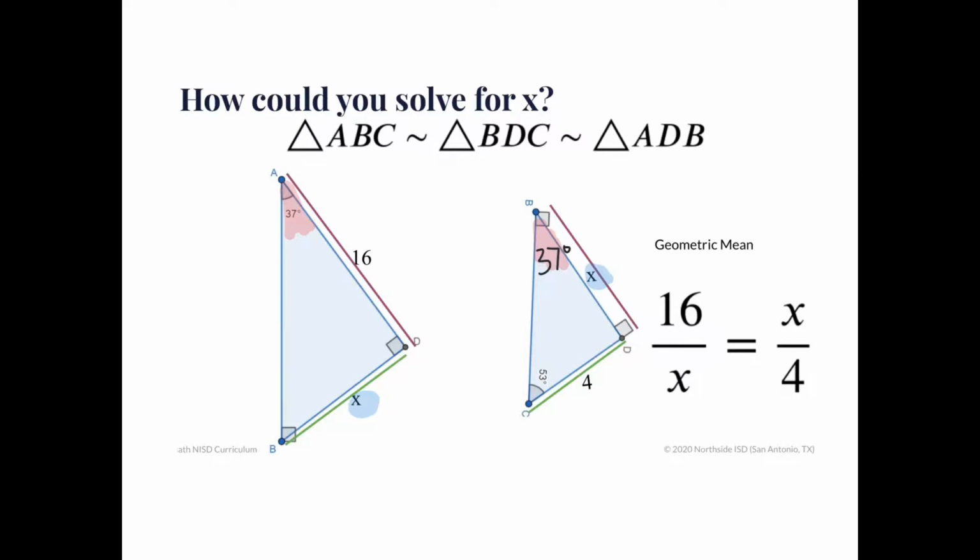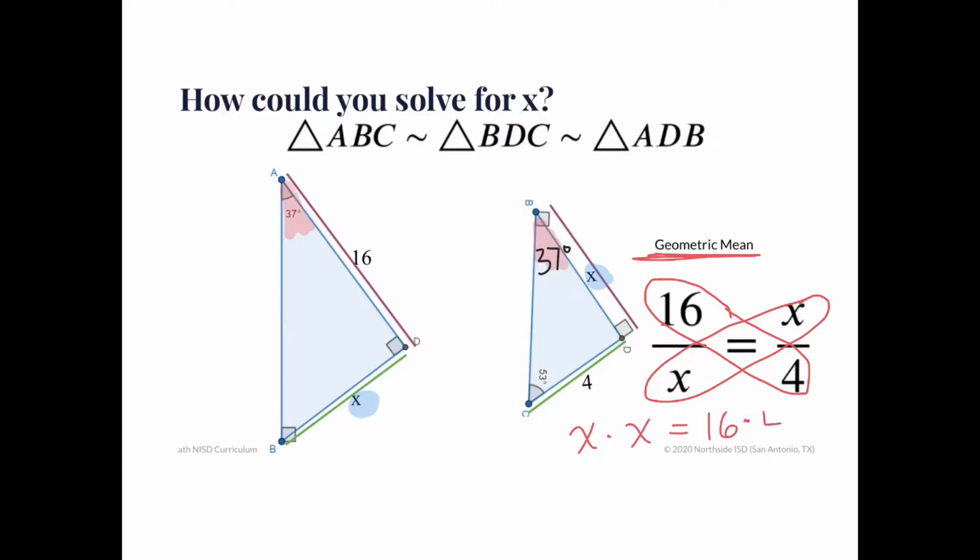So now, when we cross multiply, the process that we're using here, we're solving for the geometric mean because we're going to multiply x times x. x times x is equal to 16 times 4. So that means x squared is 16 times 4. So what's 16 times 4? Let's see, we have 24, 4, 5, 6, so 64.